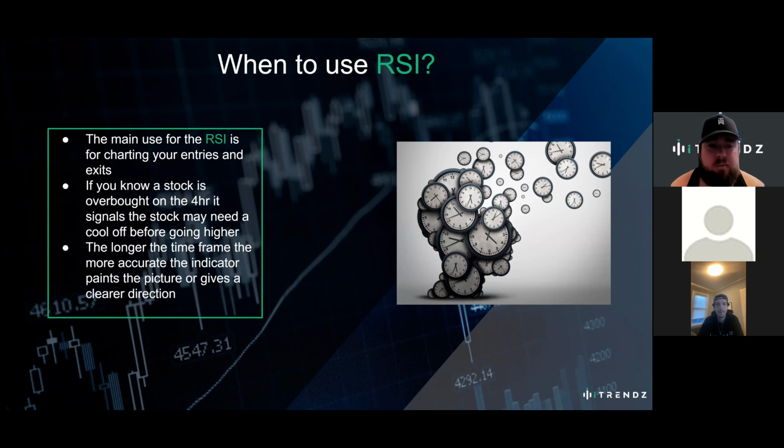The longer time frames give you a more accurate picture because you're going to prevent the whipsawing that happens when you go under the 4-hour chart. And you also know that whenever you're looking at RSI, if it gets to an overbought point, that stock's going to have to cool down before it keeps pushing in either direction.